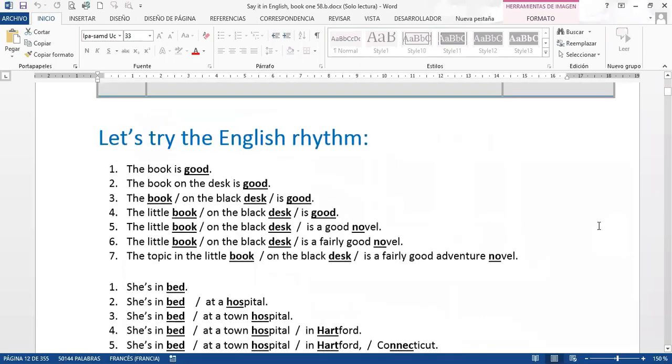So we saw on the previous session the rhythm in English. This is English rhythm. Let's try the English rhythm. So I will read it. Try to follow me, please. Okay, I will make a pause between each one. So listen and repeat. The book is good.